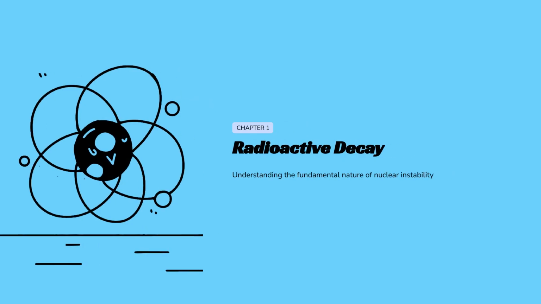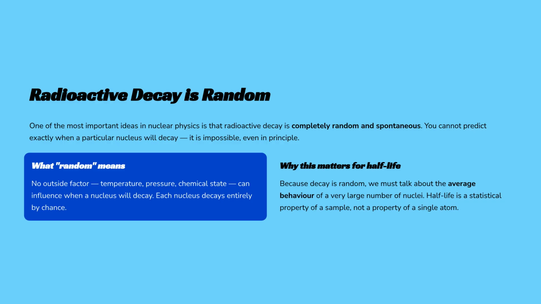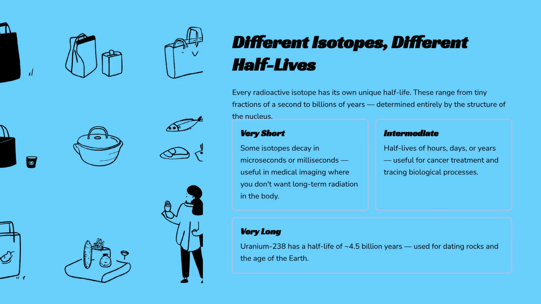We begin with Chapter 1, focusing on radioactive decay and understanding nuclear instability. Radioactive decay is fundamentally random and spontaneous. It is impossible to predict when a single nucleus will decay. Because of this, we look at the average behavior of a large number of nuclei, making half-life a statistical property. Every radioactive isotope has a unique half-life, determined by its nuclear structure.